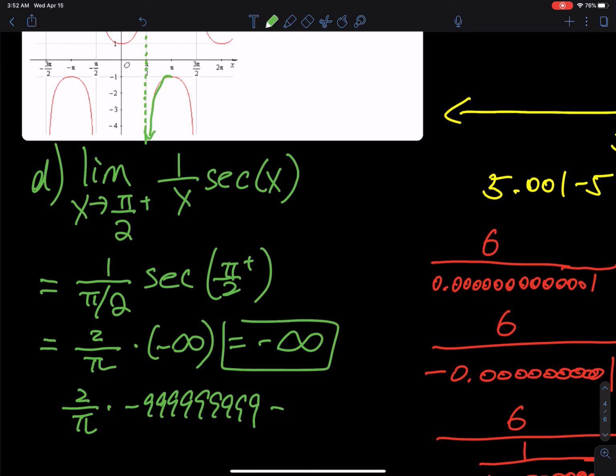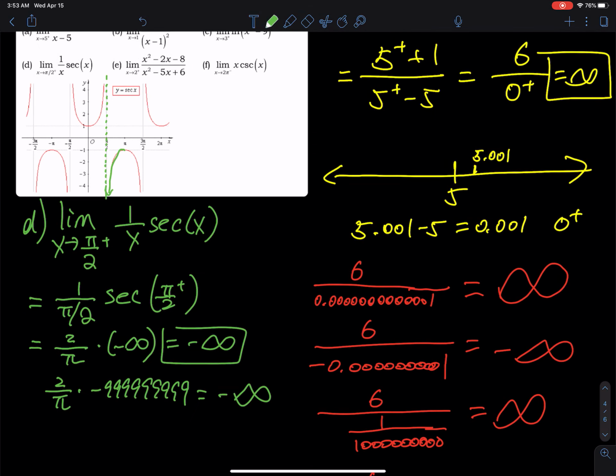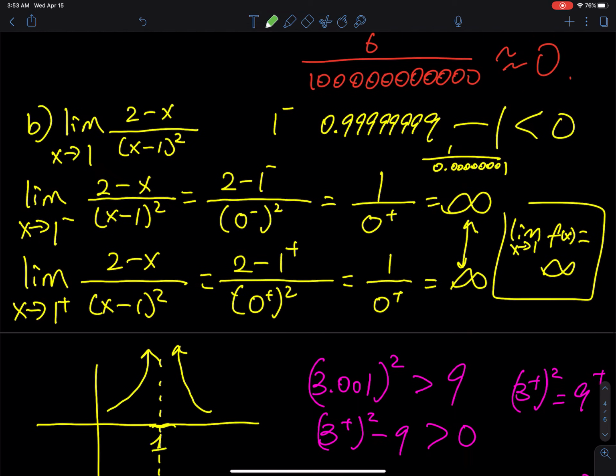So the answer is just negative infinity. So that is your part D. And then let's move on to part E. So we have to go back down.